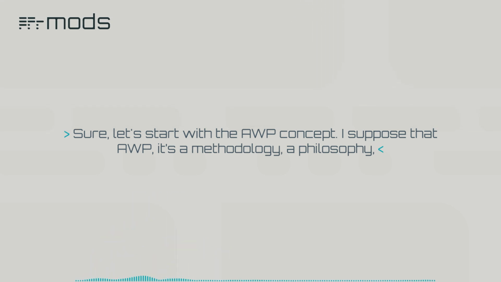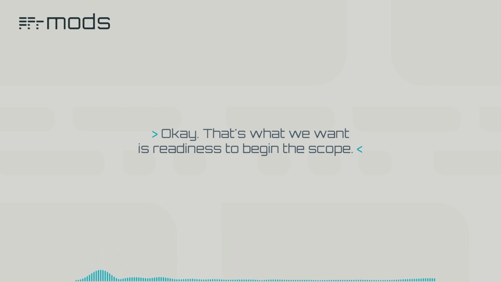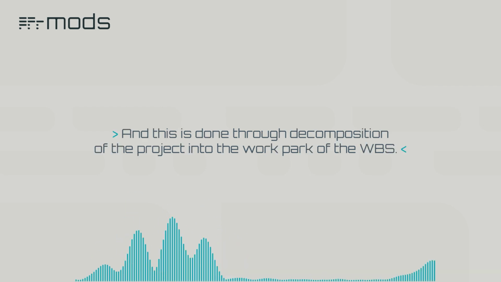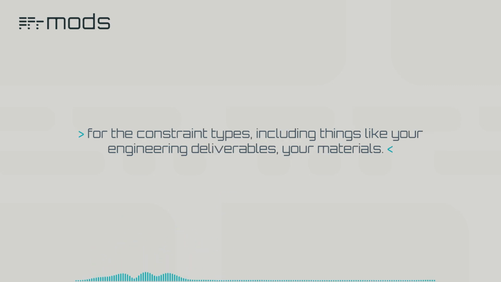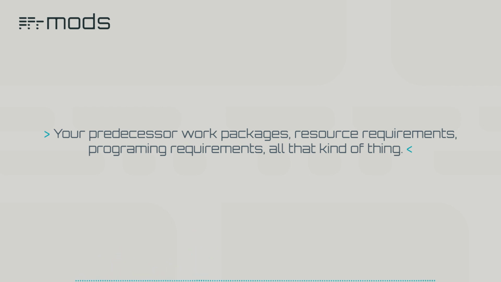AWP is a methodology, a philosophy that strives to create constraint-free execution. That's what we want: readiness to begin the scope. And this is done through decomposition of the project into the WBS and the work packages, into manageable chunks. These manageable chunks are then monitored very closely for the constraint types, including things like your engineering deliverables, your materials, maybe predecessor work packages, resource requirements, permit requirements, all that kind of thing.